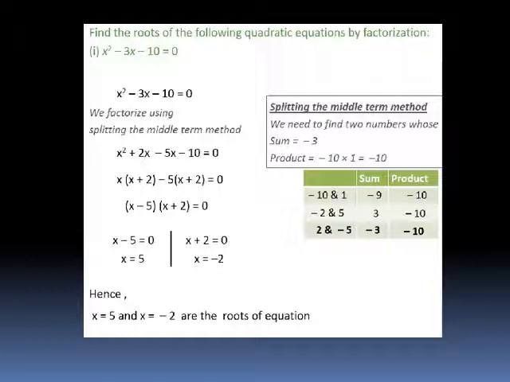So for splitting the middle term, I need to look for two numbers such that their sum is -3 and the product is -10. So are you able to guess the two numbers? Yes, very right, they are 2 and -5. So I split up the middle term -3x as 2x minus 5x. And then follow the same procedure and I get (x minus 5)(x plus 2) equals 0, which would imply x minus 5 is 0 or x plus 2 is 0. And solving it further, I get the two roots of the equation as 5 and -2.